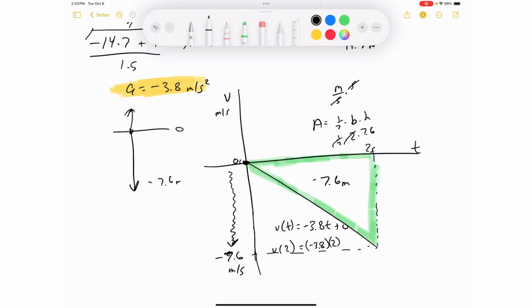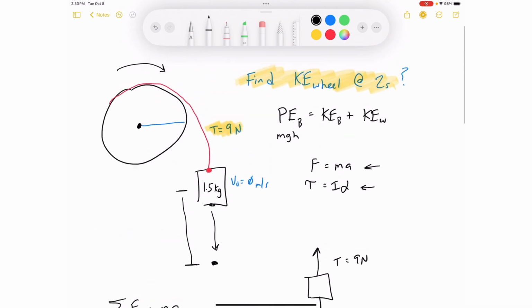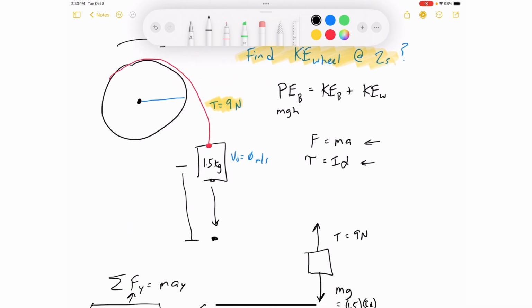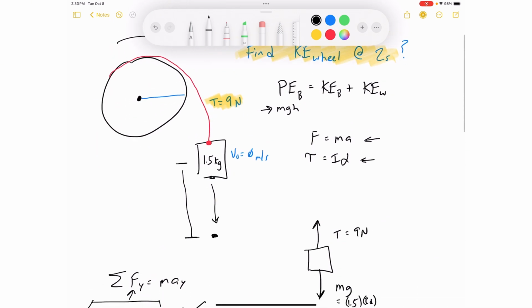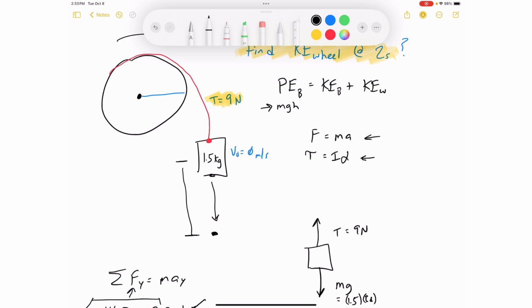All right. Well, we now know how far we went down. Okay, so 7.6. So if we go back to our formula up here at the top, mgh, we know our mass, m, 1.5. We know the g, which is 9.8. And now we know how far it went down. At 2 seconds, it went down 7.6 meters. So if you do all that together, 1.5 times 9.8 times 7.6 equals 111 joules. So that's how much energy was lost from the battery, the gravity battery. That's how much it lost.